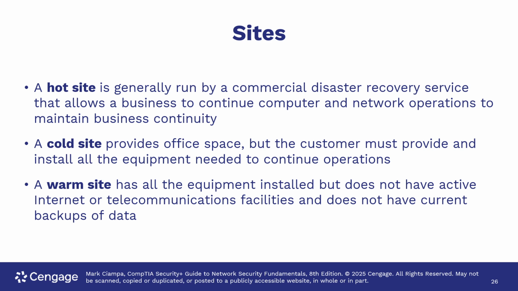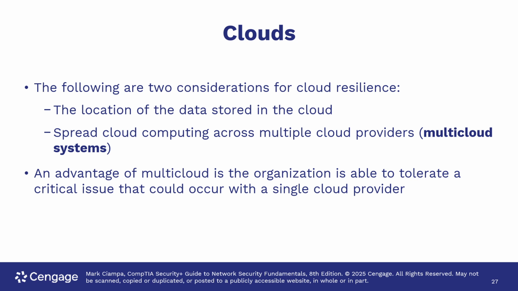Now, let's talk about clouds. The following are two considerations for cloud resilience. The location of the data stored in the cloud, maybe spread the cloud computing across multiple cloud providers, multi-cloud systems. An advantage of multi-cloud is the organization is able to tolerate a critical issue that could occur with a single cloud provider. So that means if, say, one goes down, we can switch over to provider B or C.